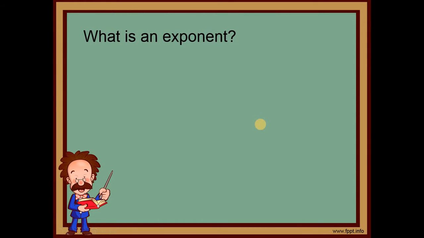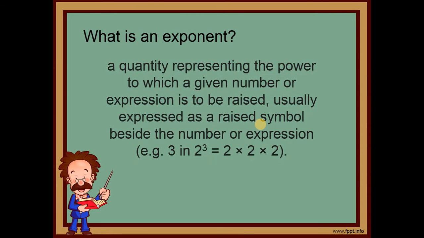First question is, what is an exponent? So an exponent is a quantity representing the power to which a given number or expression is to be raised, usually expressed as a raised symbol beside the number or an expression. So for example, 3 in 2 raised to 3. And this equals to 2 times 2 times 2, 3 times.